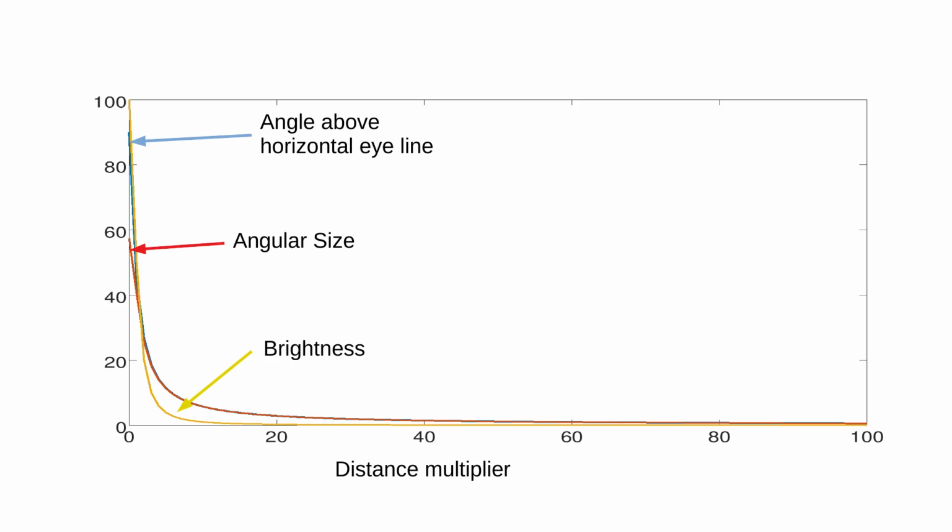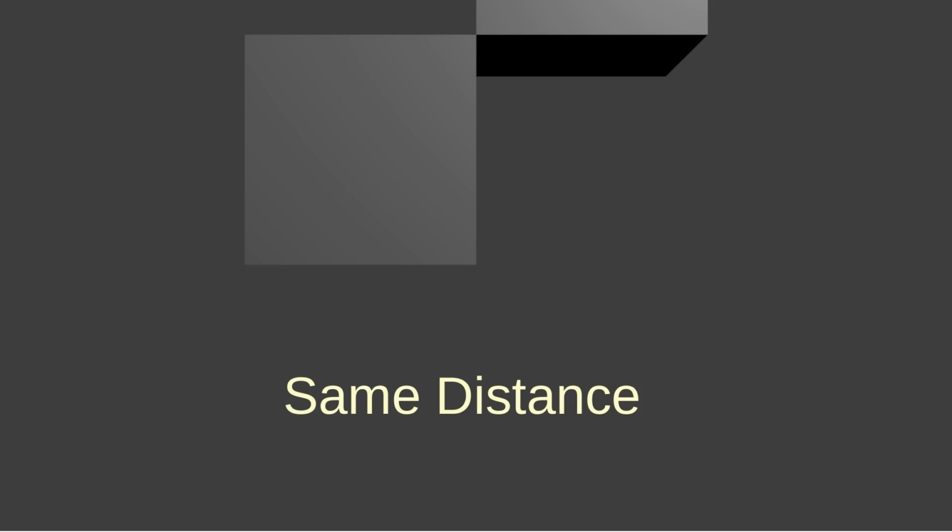Let's start by seeing how an object appears to move closer to the horizontal eye line as it is physically moved further away. To do this, I'm using the 3D image generator, Blender. This image shows two identical cubes. The cube on the left is placed such that the bottom is on the eye line of the observer. Note that we can only see the face of the cube that is towards the viewer.